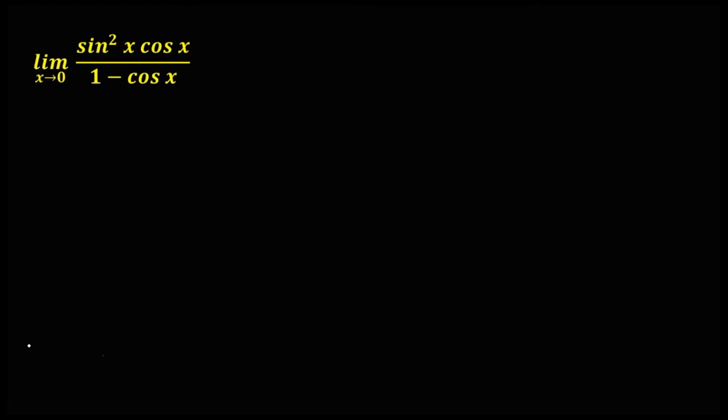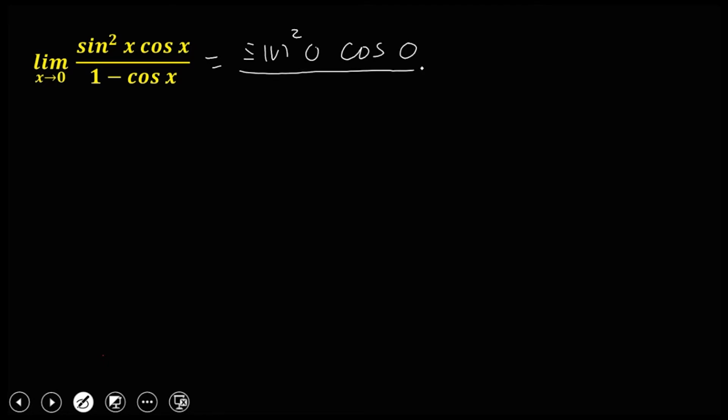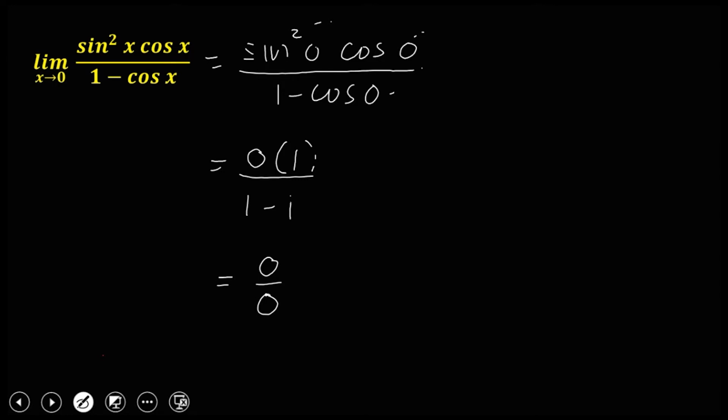Okay, so the limit of sine squared x times cosine x over 1 minus cosine x as x approaches 0. Now, if we're going to apply direct substitution, this becomes sine squared 0 times cosine 0 over 1 minus cosine 0. Now, sine 0 is equal to 0, and cosine 0 is 1. Then we have 1 minus cosine 0, that's 1.